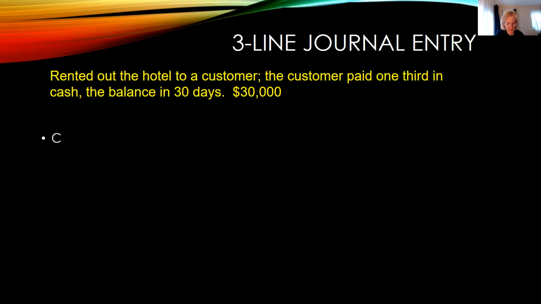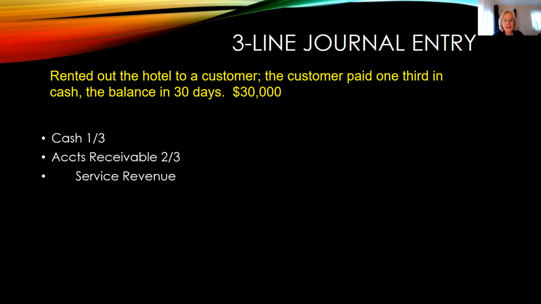So we're going to say cash is debited. Accounts receivable is also going to be debited because they owe you money. And then we're going to credit service revenue, okay? And then it's just a question of cash is going to be 1/3, accounts receivable is going to be 2/3, and service revenue is going to be the whole amount, which is $30,000. So they rented the whole hotel. That's not just one room, okay? So what's 1/3 of 30,000? What's 1/3 of 30,000?